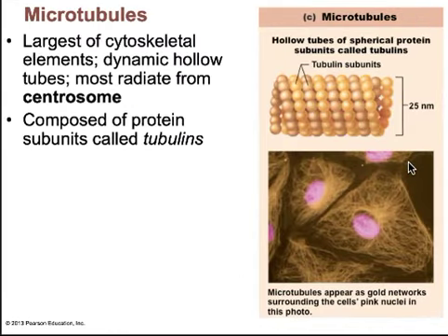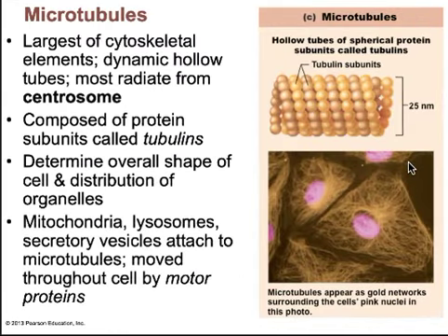The microtubules, on the other hand, are the largest of the cytoskeletal elements. They are hollow tubes that radiate from something called the centrosome, and they're made of protein subunits called tubulin. They generate these hollow tubes from subunits of tubulin that are attached to each other, so they form a quaternary structure here.